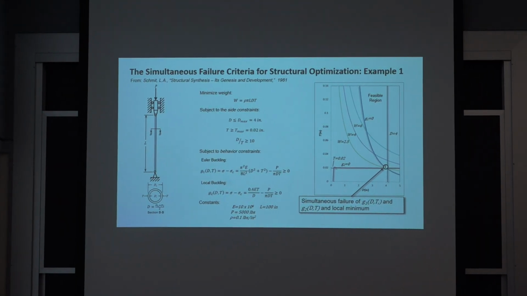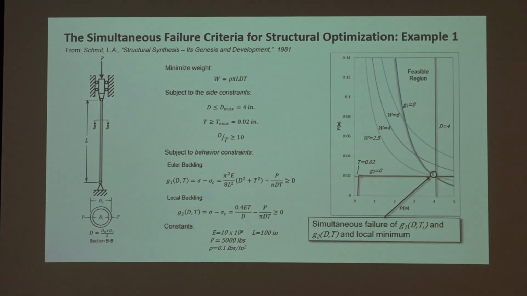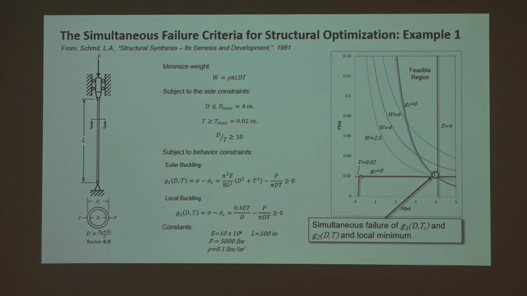I want to go back to this problem right here, because I don't think I did a very good job of explaining it last time. We discussed this at the end of last lecture, but I want to go through it again. Just to recap, you have a column under a compressive load. The column is a hollow tube. It has diameter D and wall thickness T, and it could fail by buckling, a local mode or a global mode. We don't want it to fail, but we want to have the lightest design we can.